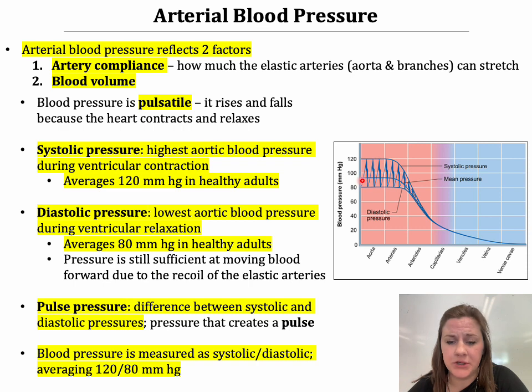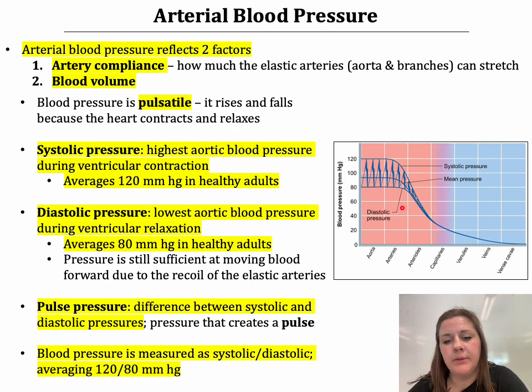So the systolic pressure here, the top peak on the graph, is the highest aortic blood pressure during ventricular contraction. And that averages about 120 millimeters of mercury in healthy adults. That's kind of the statistical average. When the heart relaxes, that pressure drops to about 80 millimeters of mercury. So that's the lowest aortic blood pressure during ventricular relaxation. There's still pressure there. Blood is still moving forward. There's just not as much pressure because the heart is relaxing at that point in time.